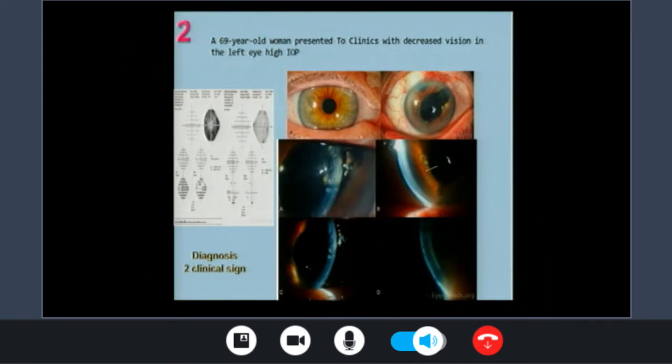Second question, a 69 years old woman presented to clinic with decreased vision in her left eye with high intraocular pressure. You can see this is the photography. So what is your diagnosis from the picture you see? And give me 2 clinical signs. The left eye has high intraocular pressure. What is the diagnosis of this condition? And give me 2 clinical signs.